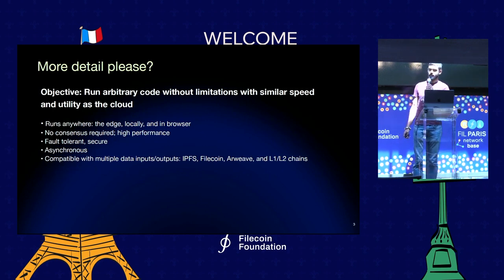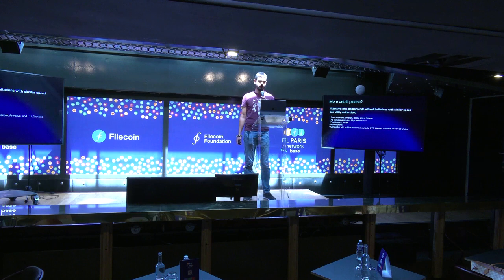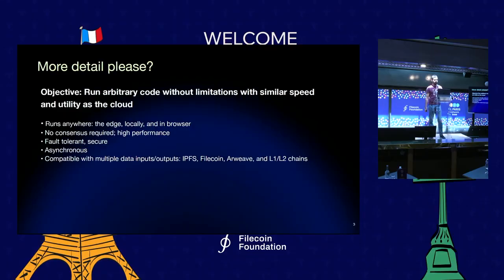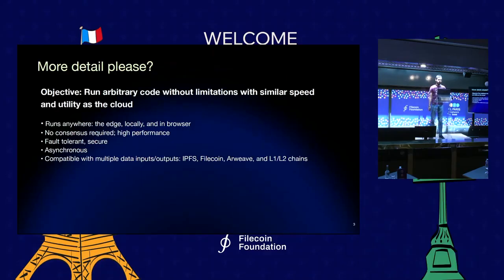A little bit more detail. The objective of Fluence protocol is to run arbitrary code without limitations with a similar speed and utility as the cloud. So I want to run code anywhere, on the edge, locally, in the browser. We want consensus to be opt-in or optional to reach high performance. We want to be fault-tolerant, secure, asynchronous. That means that transactions or operations or function calls shouldn't be in a sequence. We should be able to run them in parallel if we want to.